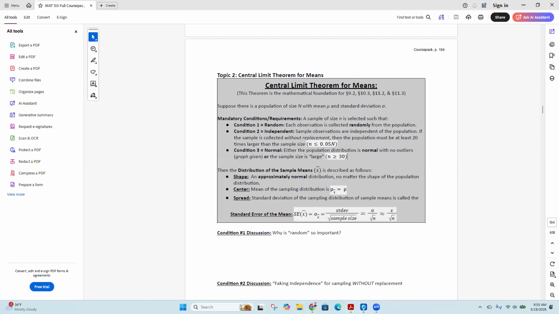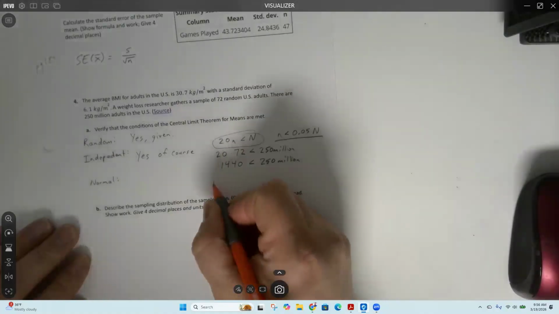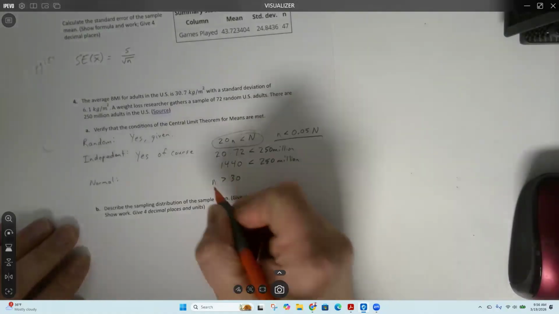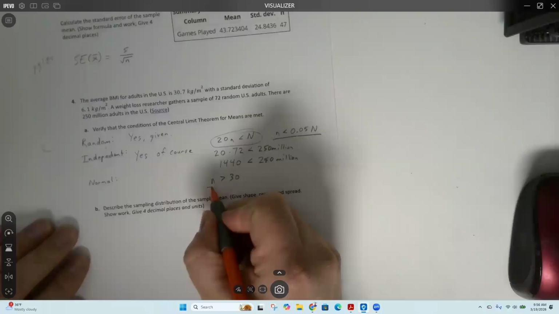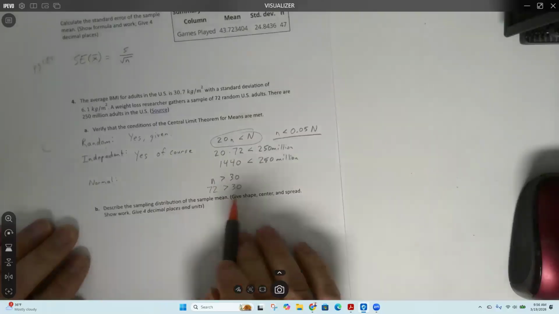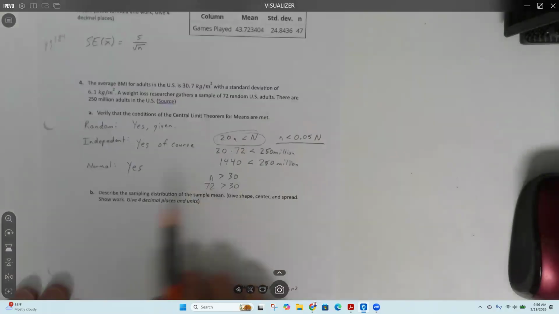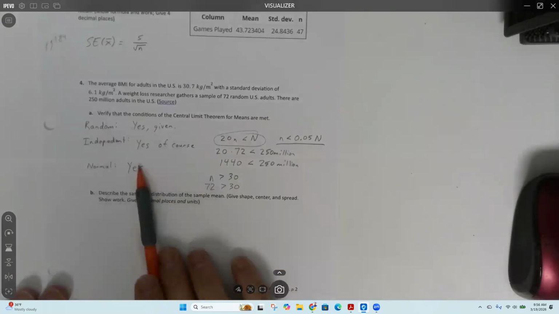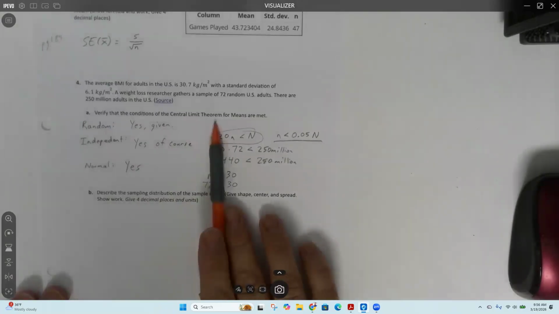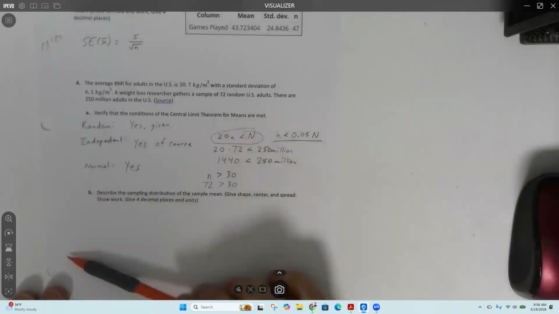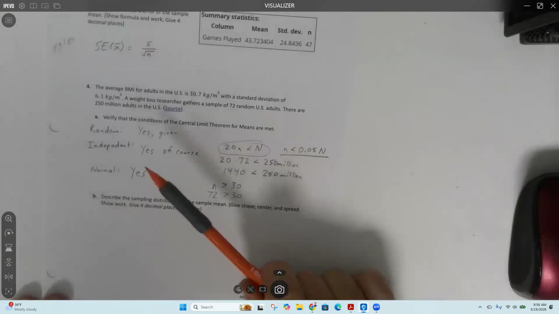So let's see what that looks like for our question number 4. We need to verify that n is greater than 30. In this case, our n was 72. So 72 is bigger than 30. Is 72 bigger than 30? Yes, it is. So we are good. Since I have three yeses, yes, it's random, yes, it's independent, yes, it's normal, that means the conditions of the central limit theorem for means have been met. We're going to be doing these three steps a lot throughout the rest of the class.